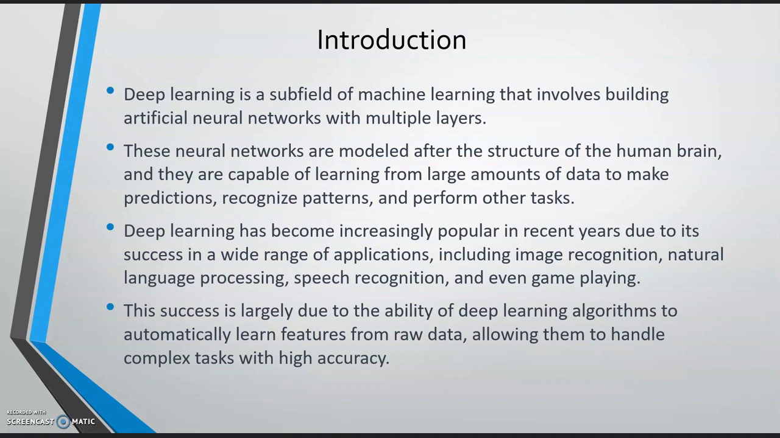Introduction. Deep learning is a subfield of machine learning that involves building artificial neural networks with multiple layers. These neural networks are modeled after the structure of the human brain, and they are capable of learning from large amounts of data to make predictions, recognize patterns and perform other tasks. Deep learning has become increasingly popular in recent years due to its success in a wide range of applications, including image recognition, natural language processing, speech recognition, and even gameplay. This success is largely due to the ability of deep learning algorithms to automatically learn features from raw data, allowing them to handle complex tasks with high accuracy.